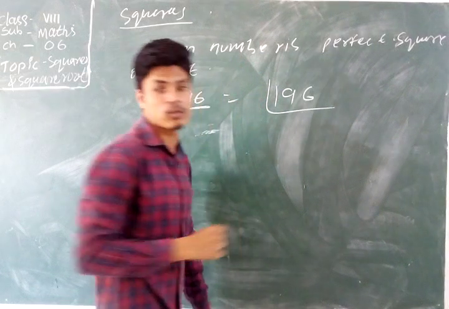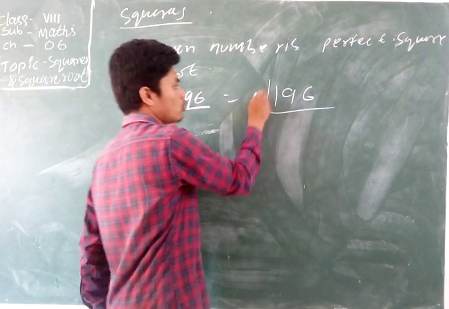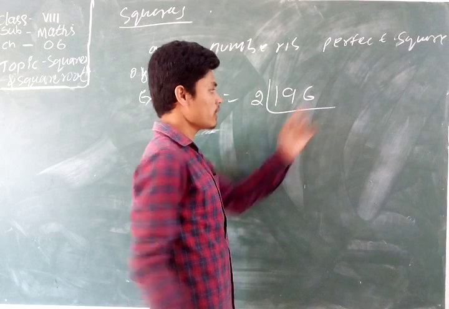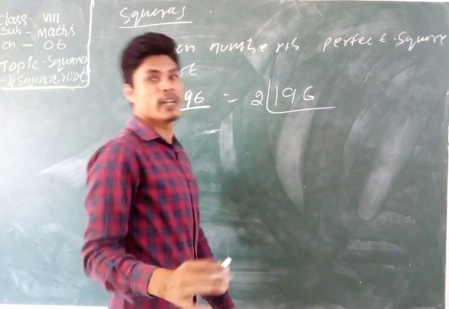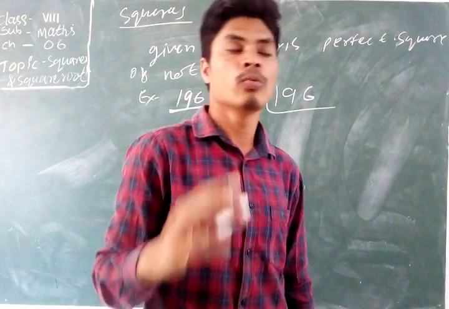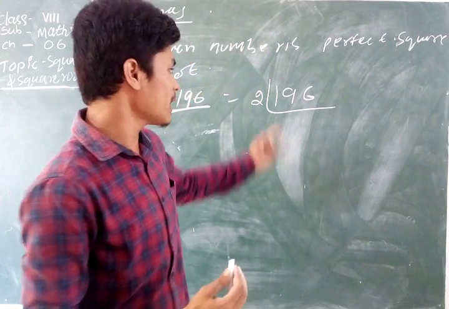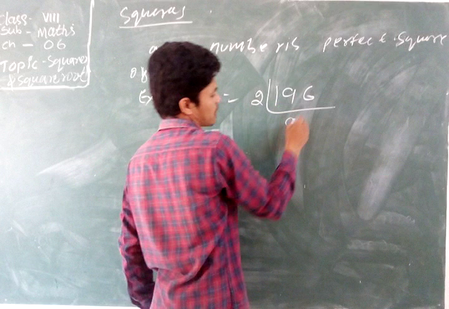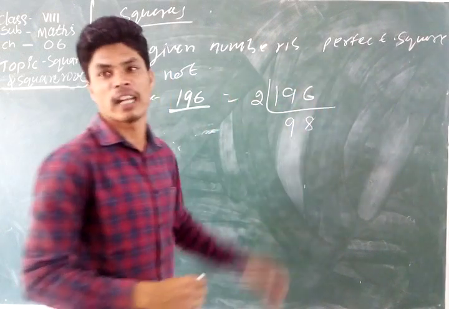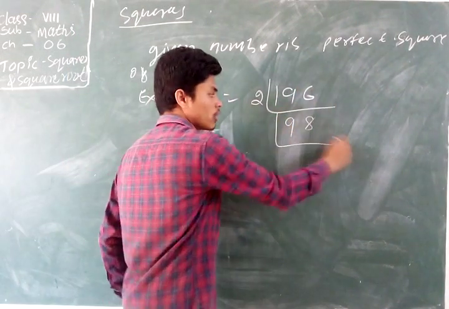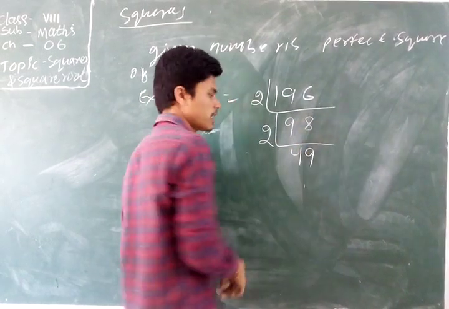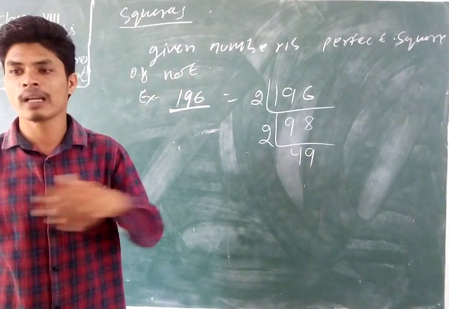We know the divisibility rules. The number is divisible by 2 because the unit digit is 6. If any number has a unit digit of 0, 2, 4, 6, or 8, that means it is an even number, and the number is divisible by 2. Here 2 9s are 18, 2 8s are 16, 98. Here 98 is also divisible by 2. 2 4s are 8, 2 9s are 18.